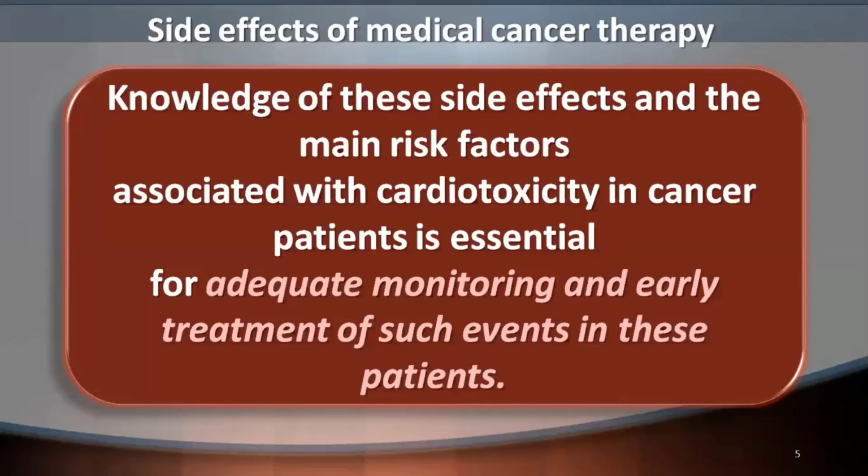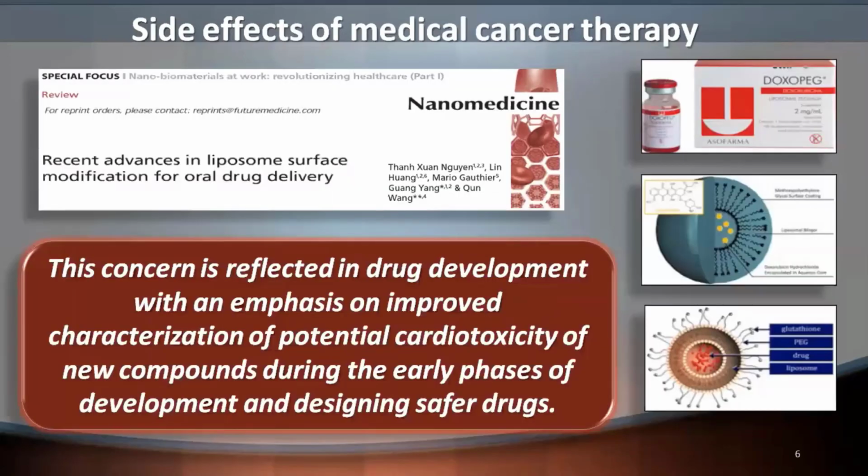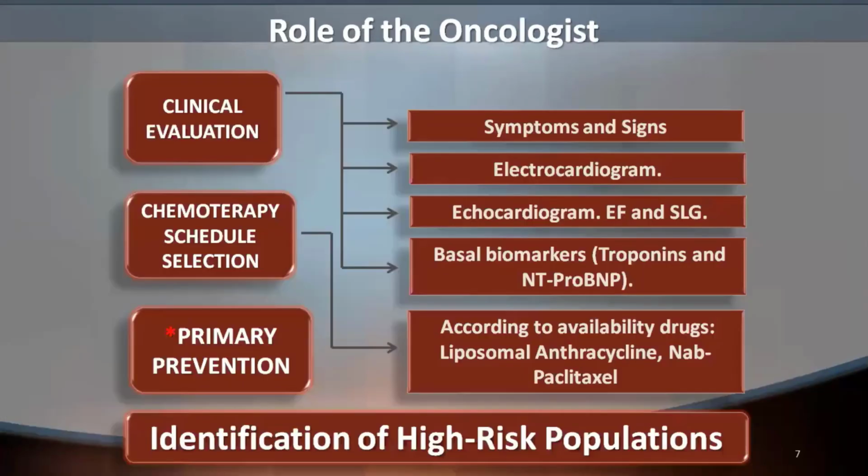Knowledge of this side effect and the main risk factors associated with cardiotoxicity in cancer patients is essential for adequate monitoring and early treatment in these patients. It is worth reflecting because we do not always have the possibility to employ drugs that have a preventive effect in this cancer treatment, for example doxorubicin pegylate, which is for preventing this cardiotoxicity. And at the same time, when we use nanomedicine, because nanotechnology for protection in this type of patient is so very important. What is the role of oncology in cardiotoxicity?